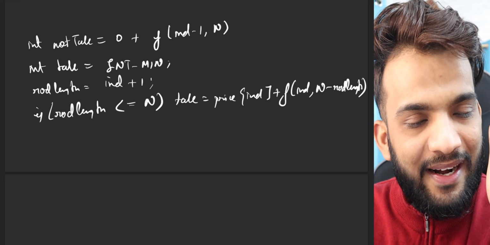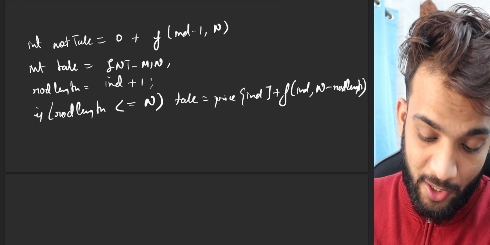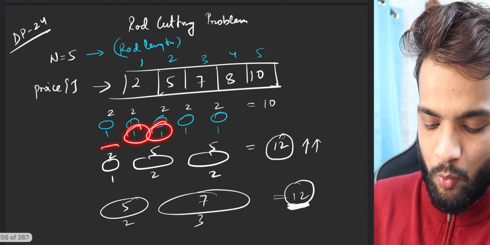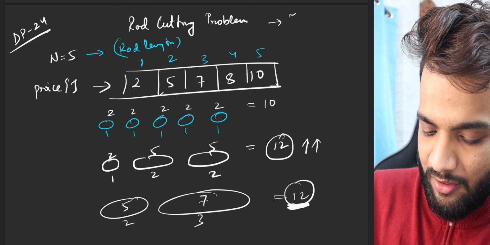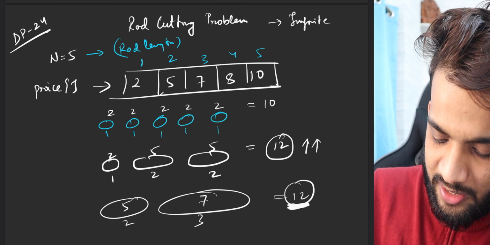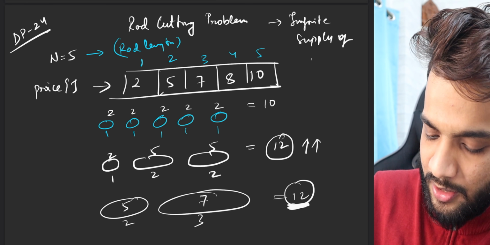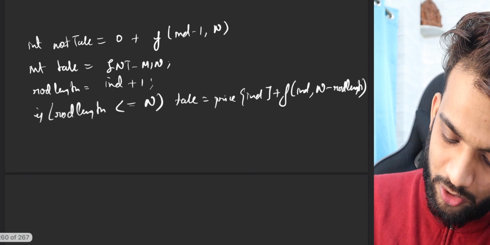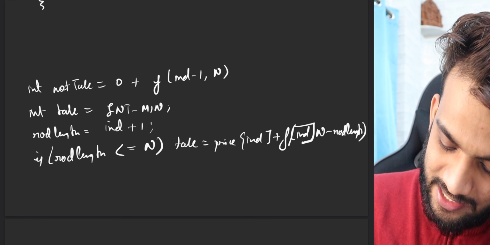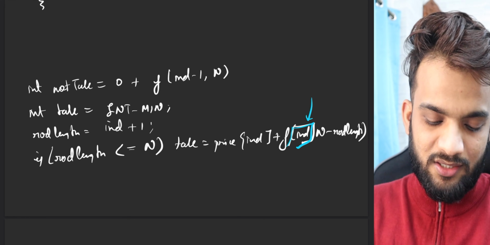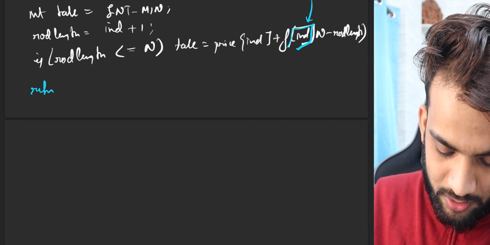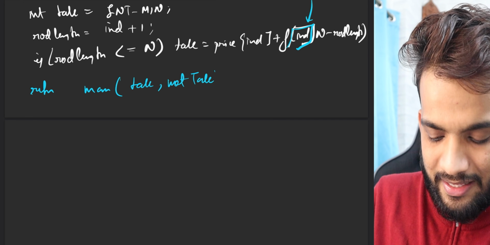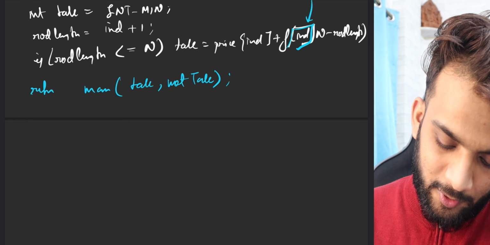Yes, you stand at the same index. Why? Because if you carefully remember, you can pick up one rod as many times as you want, which means an infinite supply of rods. Whenever there is an infinite supply of rods, what do you do? I have already taught this in the previous lectures. You stand at the same index, and right at the end of the day, you return the max of take and not take. That's it.